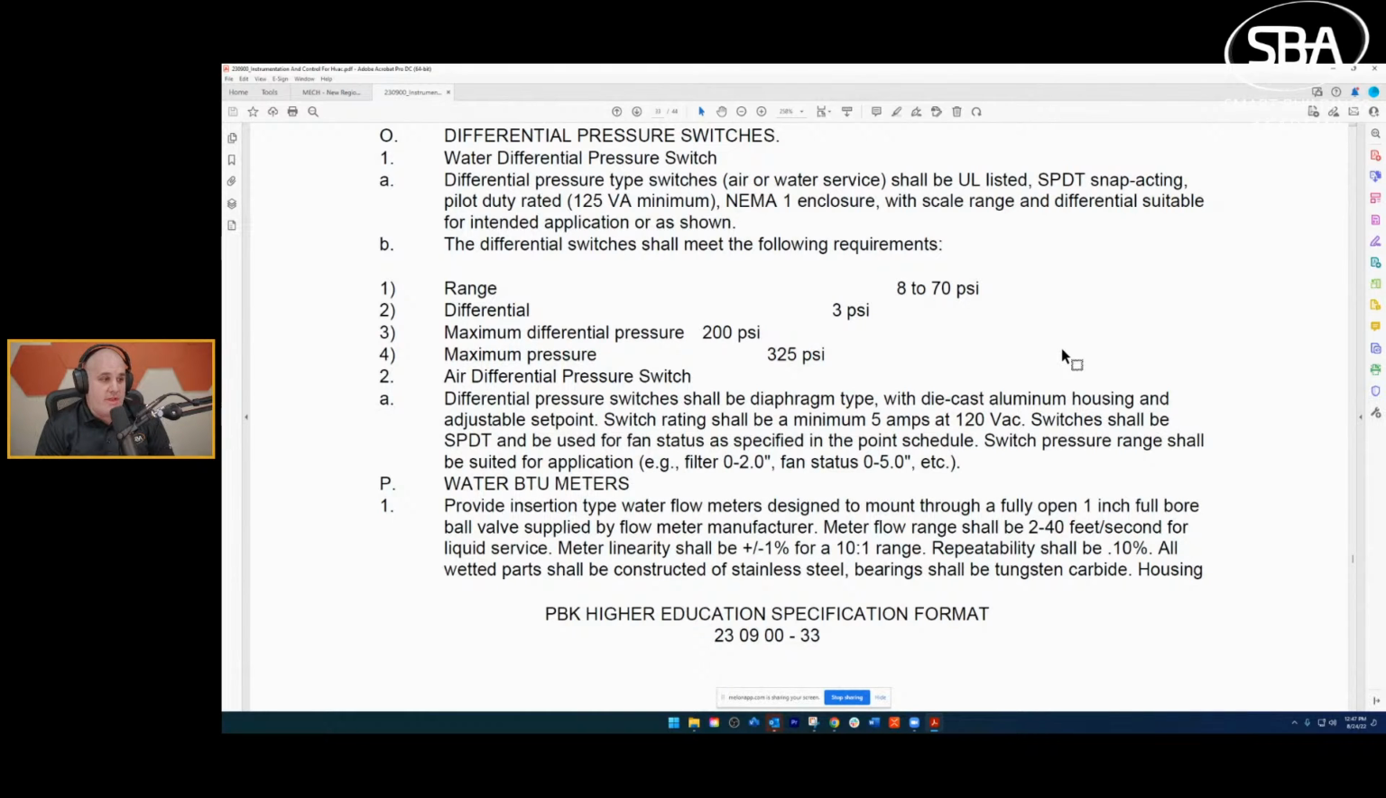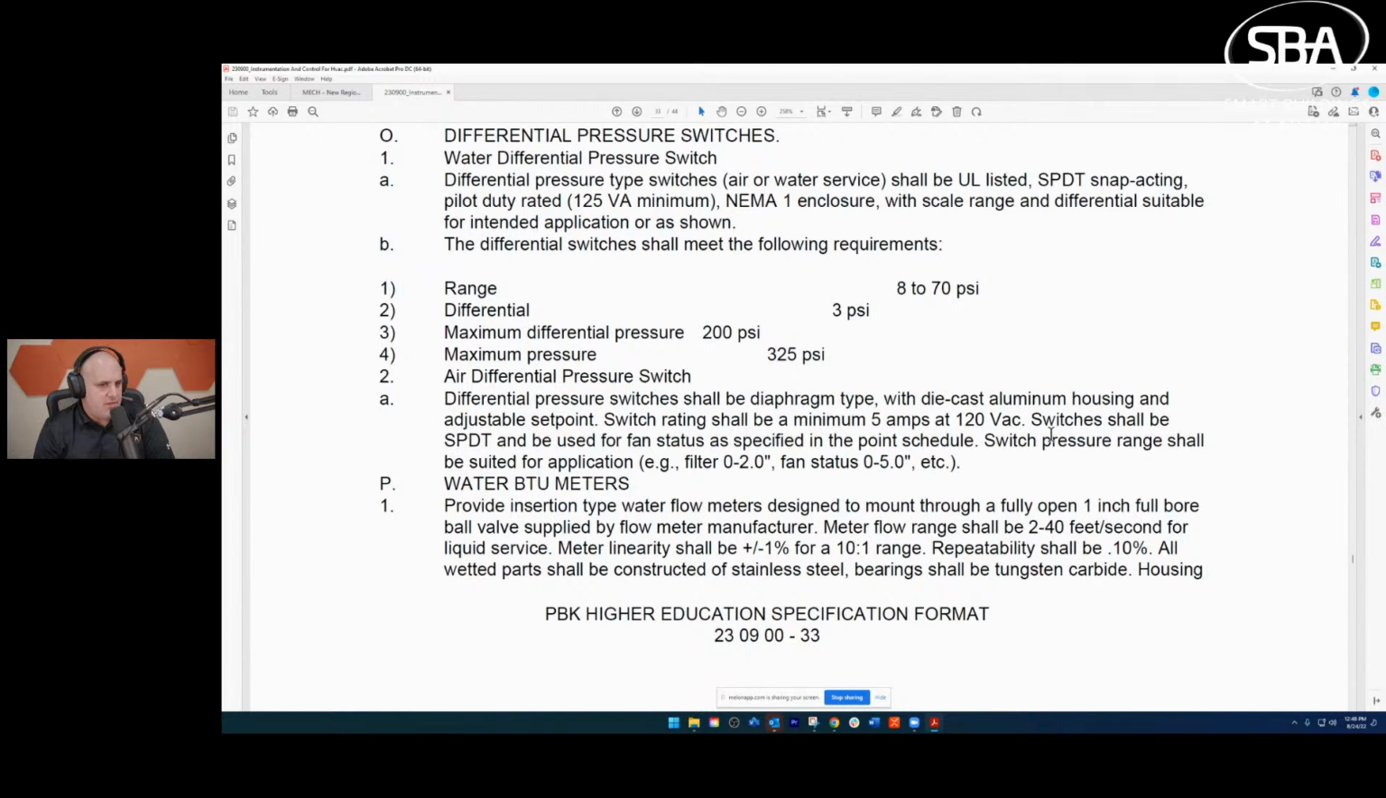It's now at this point that we go and say, all right, now we can pick the specific devices. We can start to figure out what exactly do we need with our devices. And I'll look at things like an airflow pressure switch, right? So this is a differential pressure switch, diaphragm type. Switches shall be single pole, double throw, used for fan status. So I could probably use the DP series of the Cleveland controls instead of the AFS series, because the AFS series are going to be, is it adjustable?